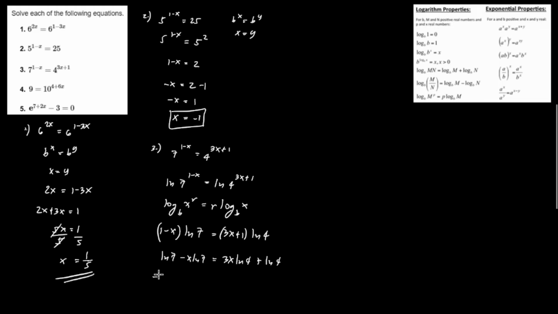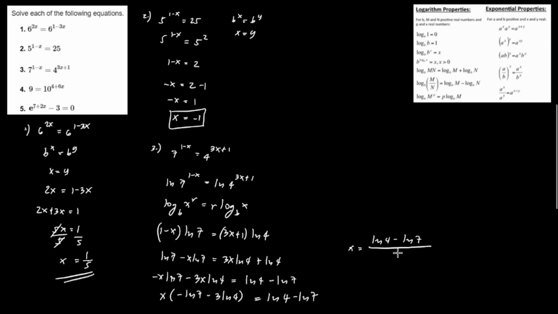So negative x ln of 7, and transpose 3x ln of 4 to the left side. This is negative 3x ln of 4 is equal to ln of 4, and transpose ln of 7 to the right side, or negative ln of 7. And extract x. So x, this is negative ln of 7 minus 3 ln of 4, is equal to ln of 4 minus ln of 7.